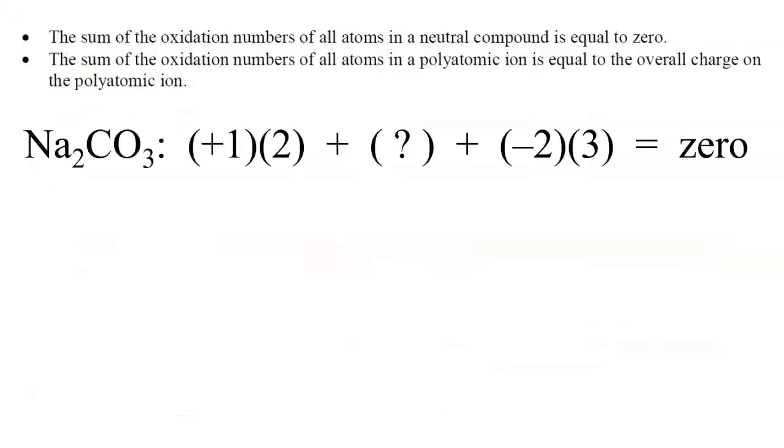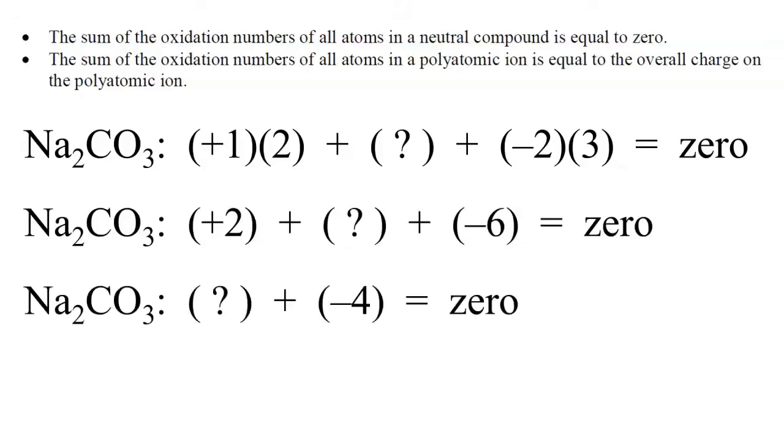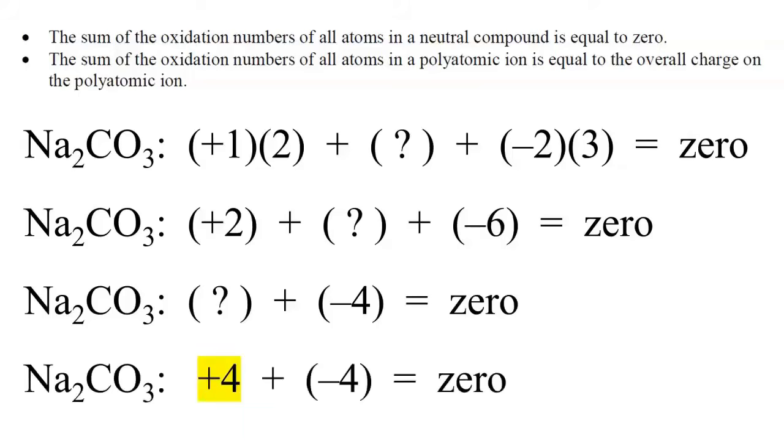So here's Na2CO3. We have sodium is +1, and we have 2 of them. Oxygen is -2, and we have 3 of them. So if I do the math and then let the carbon be whatever it needs to be so that the sum of the oxidation numbers is 0, I have a +2, a -6, that would be -4. Hopefully you can see why the carbon would have to be +4 in Na2CO3. I was just trying to work out the math to explain that.